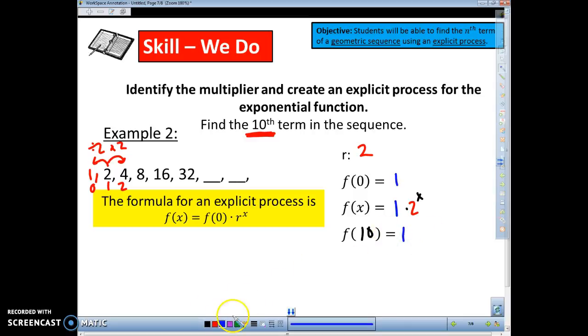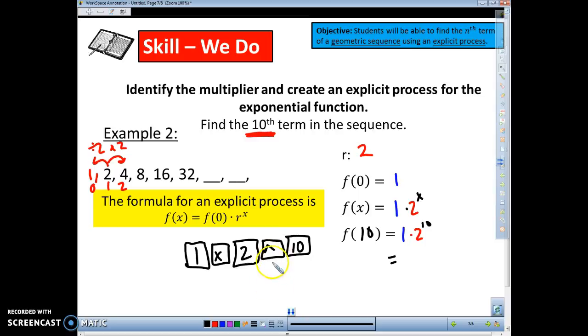So 1 times 2 to the 10th power. Okay, and then we just compute this in our calculators. In order to do this, what you're going to do is push in your calculator 1 multiplied by 2, and then raise it, look for a caret button, to the 10th power.